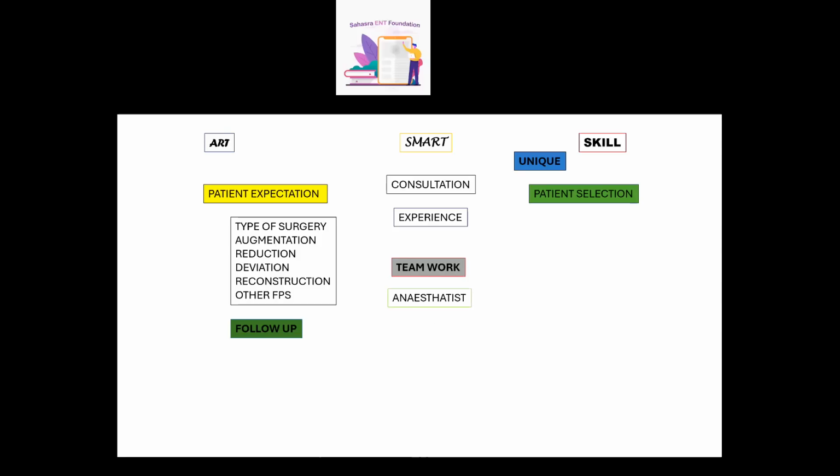Okay, better to have your own anesthetist, your own assistant, and the equipment. You must have your own surgical equipment. You must invest in rhinoplasty instruments if you really want to develop your rhinoplasty career. Then you must have your own set of instruments, and you carry those wherever you go and operate. And the surgical techniques keep on changing.